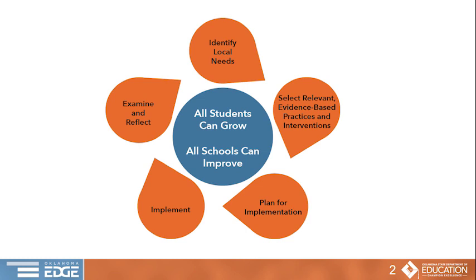The cycle has 5 steps. Identify local needs, select relevant evidence-based practices and interventions, plan for implementation through SMART goals and action plans, implement the plan, and examine and reflect on data, which will lead to identifying local needs again. It is a continuous cycle.